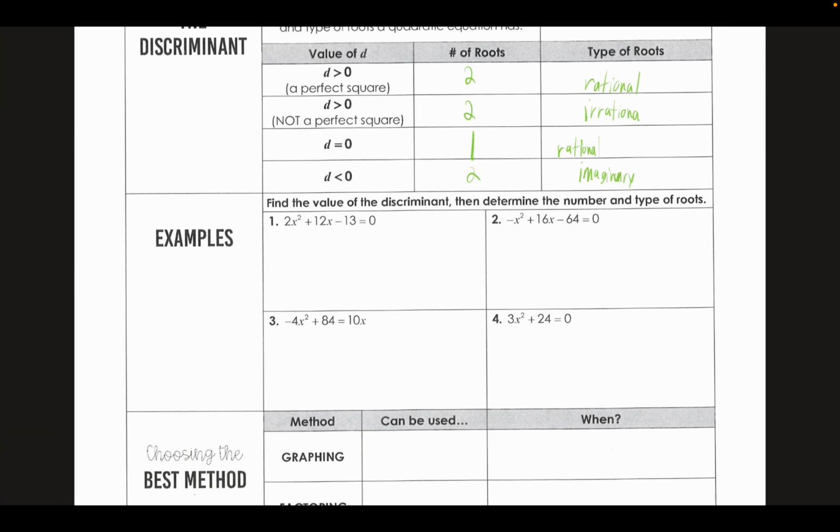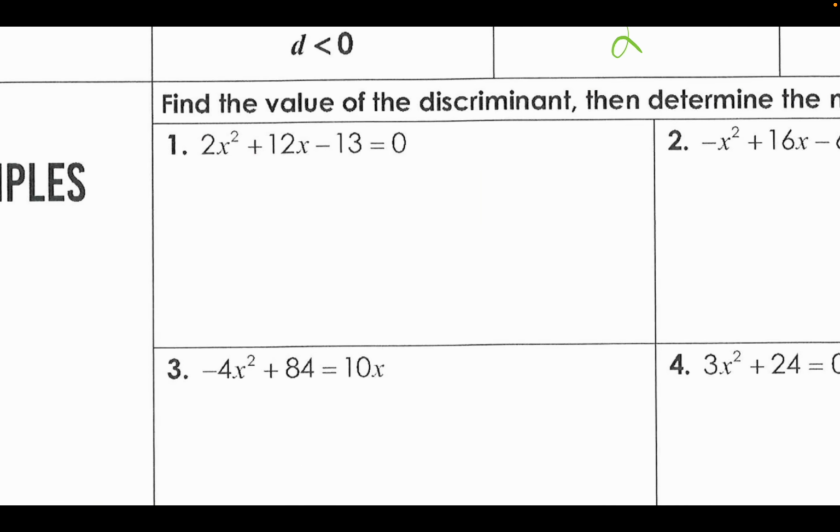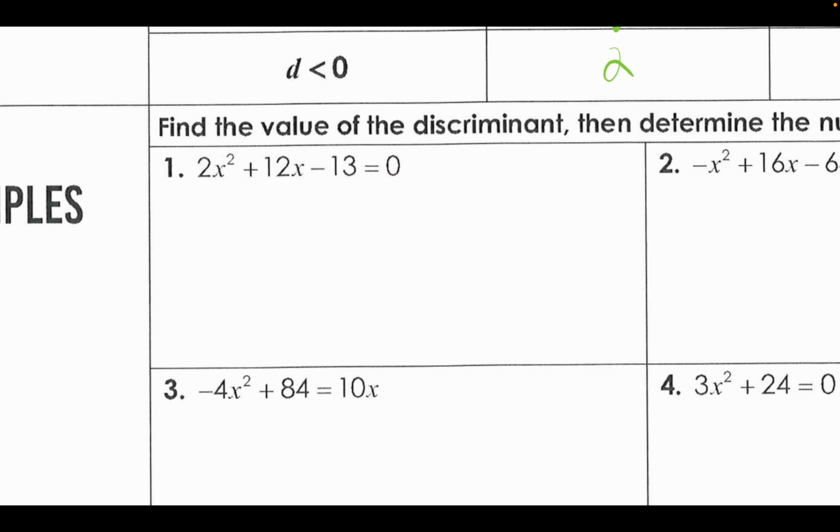So on examples 1 through 4 on this page, we're just supposed to find the value of the discriminant and then use that to tell us the number and type of roots. And so we're not going to do the x is equal to negative b, all that stuff. We're just going to do the b squared minus 4ac. Not even the square root, just the b squared minus 4ac.